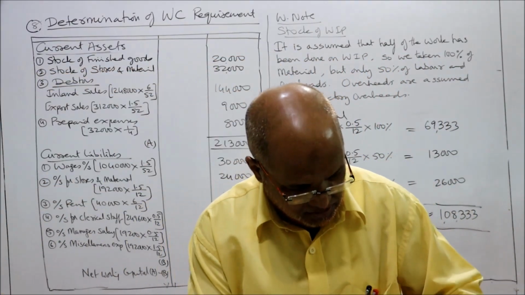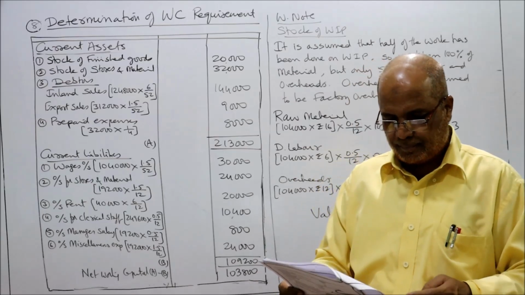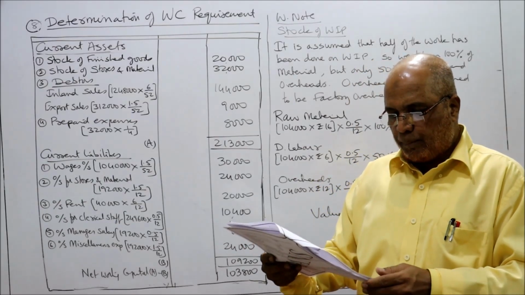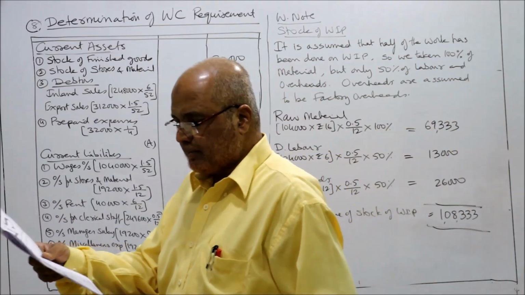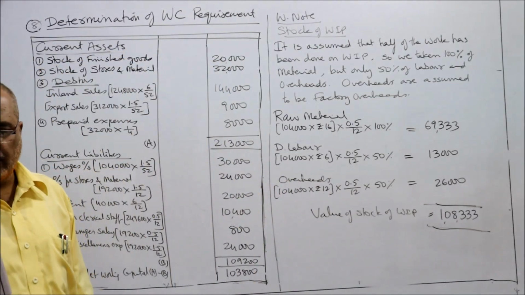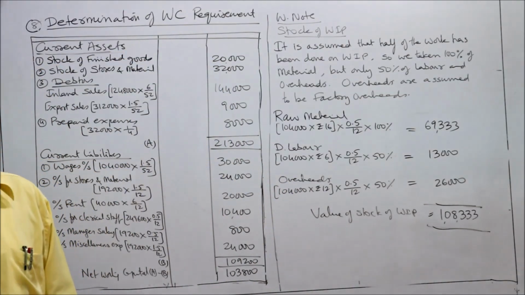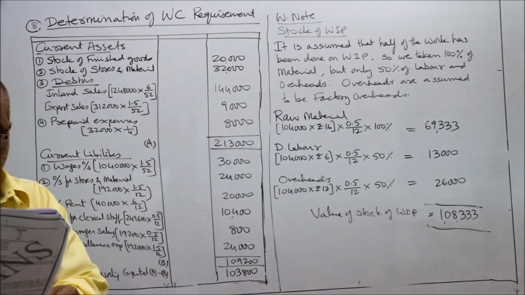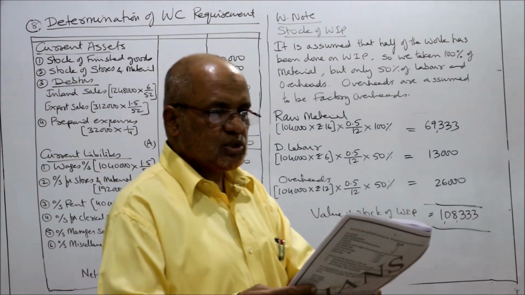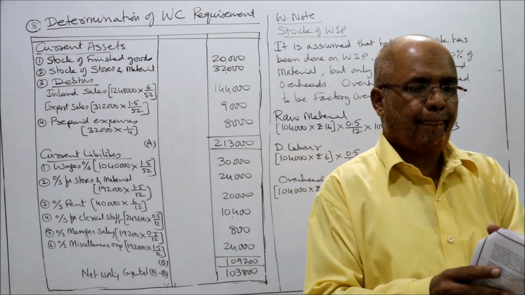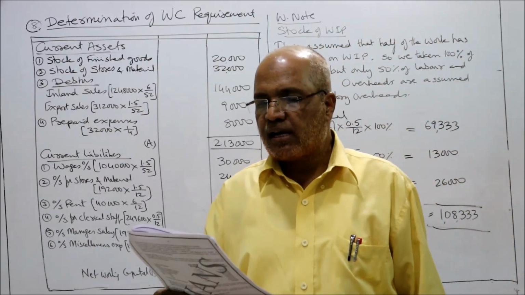Next problem is problem number 9. See the problem number 9. A pro forma cost sheet of a company provides the following particulars: element of cost per unit. Raw material 100, direct labor 40, overhead 60, total cost 200, profit 30, selling price 230.